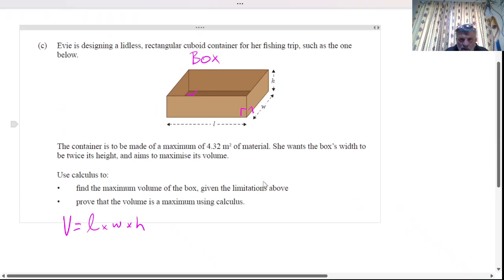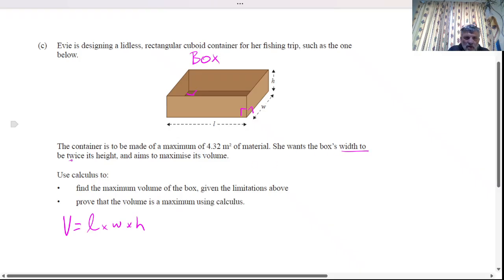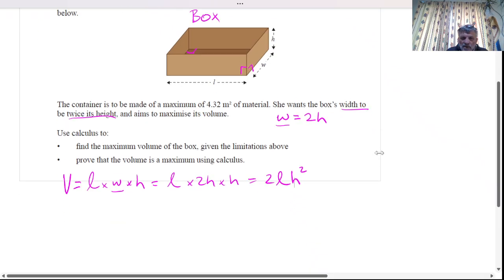I did gloss over, she wants the box width to be twice its height, so similar to the last question, but this time it's 2. The width is equal to 2h. So we can substitute for w in this equation with 2h. So it's length times 2h times h. Put the 2 in front, 2l times h squared. So now we've got a volume in terms of just the length and the height.